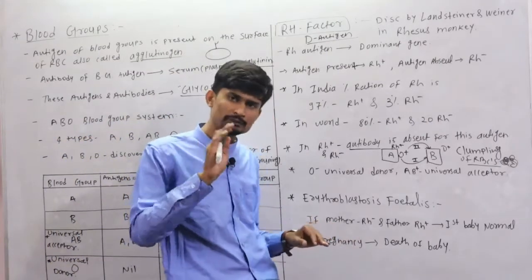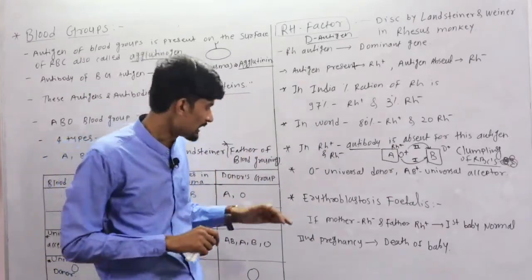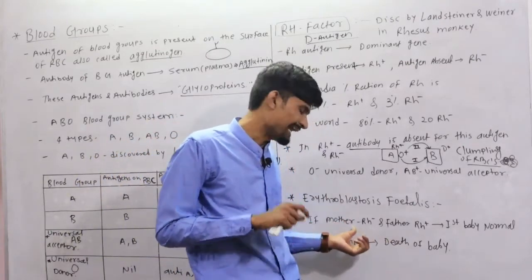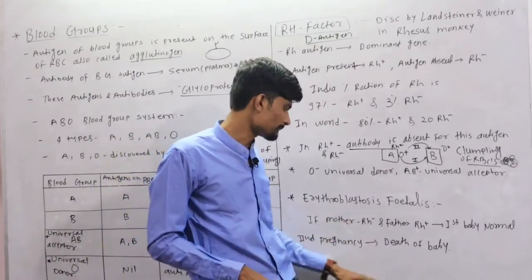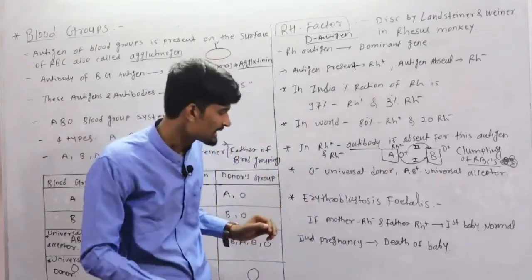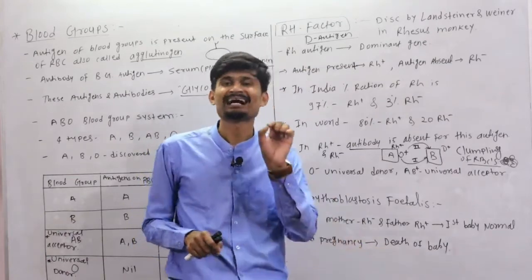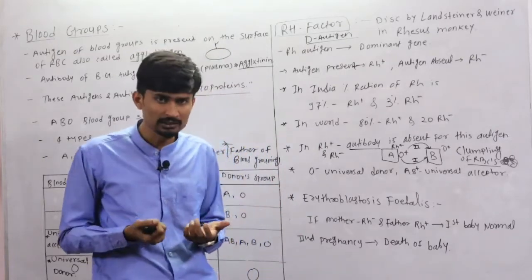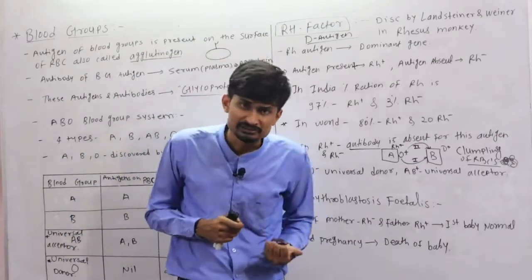Now what happened? During this first delivery, there is already formation of antibodies for the Rh antigen, and when there is a second pregnancy, the antibodies are already present in the mother. So the blood supplied to the fetus by the mother already has the antibody for the Rh antigen, so it kills the RBCs of the fetus, and there will be the death of that baby in the early stage.